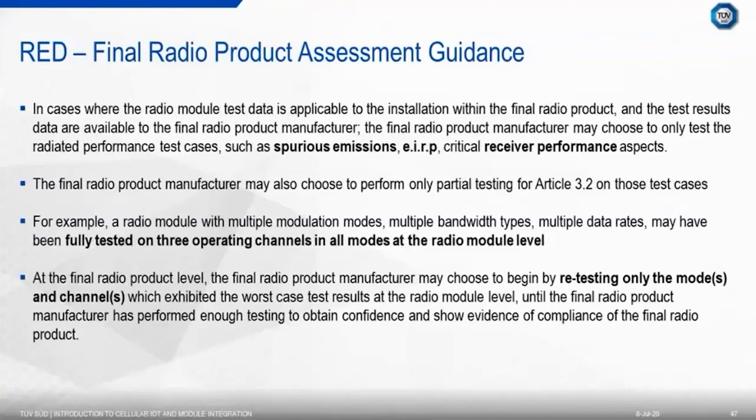To summarize Article 3.2 for the final radio product, where the radio module test data is available, the final radio product manufacturer may choose to only test the radiated performance test cases, such as radiated spurious emissions, EIRP, and critical receiver performance tests. The final radio product manufacturer could also choose to perform partial testing on those tests as well. So where the radio module has performed tests on multiple modulation modes and bandwidth types and data rates and on 3 operating channels, the final radio product manufacturer may choose to retest only the mode and the channel which produced the worst case test results at the radio module level. The idea is that you reach a point where enough testing has been performed which shows evidence of compliance of the final radio product in conjunction with the compliance at radio module level.